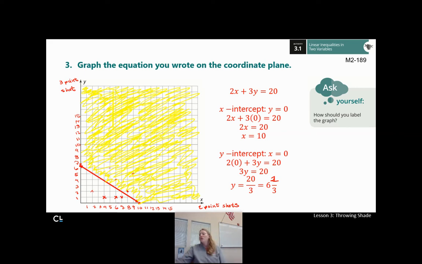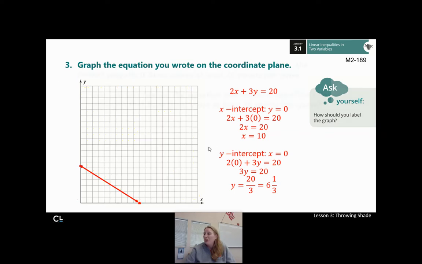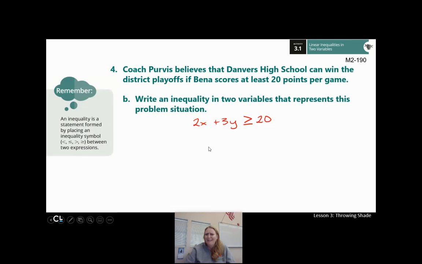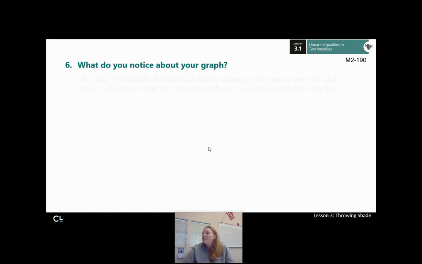Yeah, so we've shaded in the whole side of the graph. Check it out. That's a lot of our graph. That's a lot of solutions. It's a lot of possible combinations of 2-point shots and 3-point shots that Benna could throw to hit her 20-point average per game, 20 points per game average. Yes, I can say it. We're getting there.